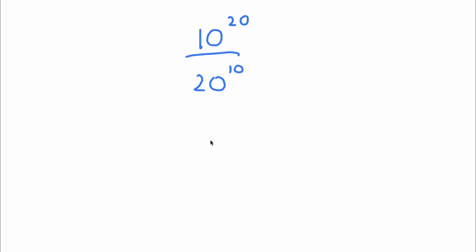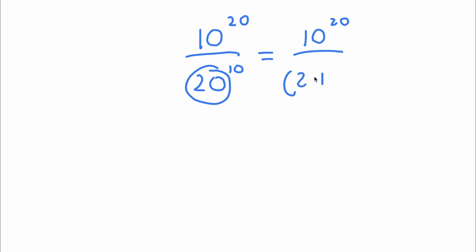Alright, so in this problem, I have 10 to the power of 20 over 20 to the power of 10. So, to solve this, I'm going to first start by rewriting 20 here as 10 times 2. So, I have 10 to the power of 20 over 20 to the power of 10, and this is the same thing as 10 to the power of 20 over 2 times 10 to the power of 10.